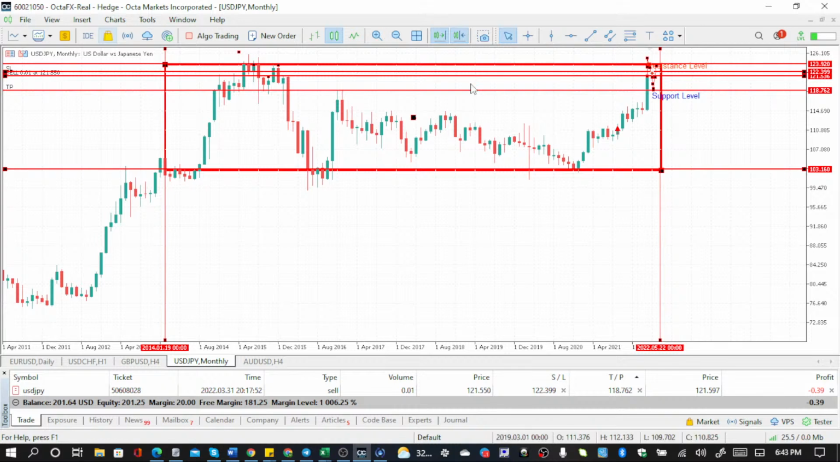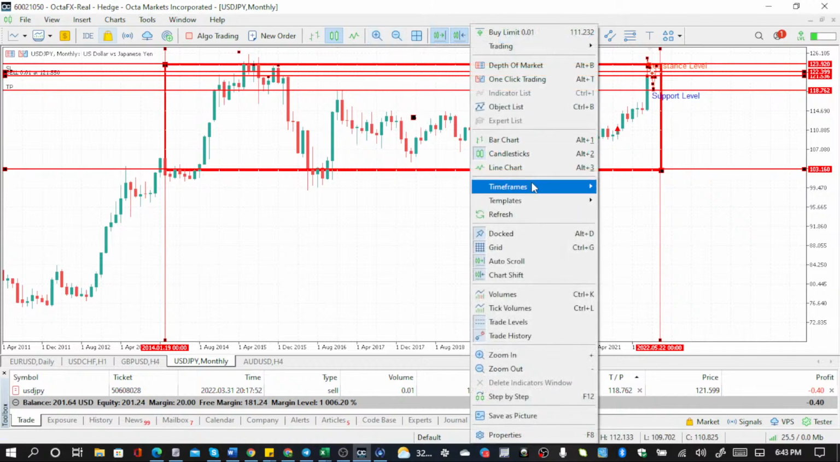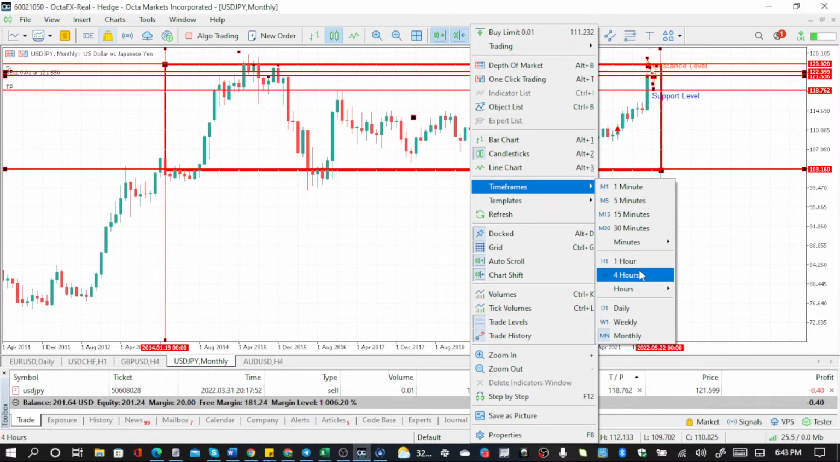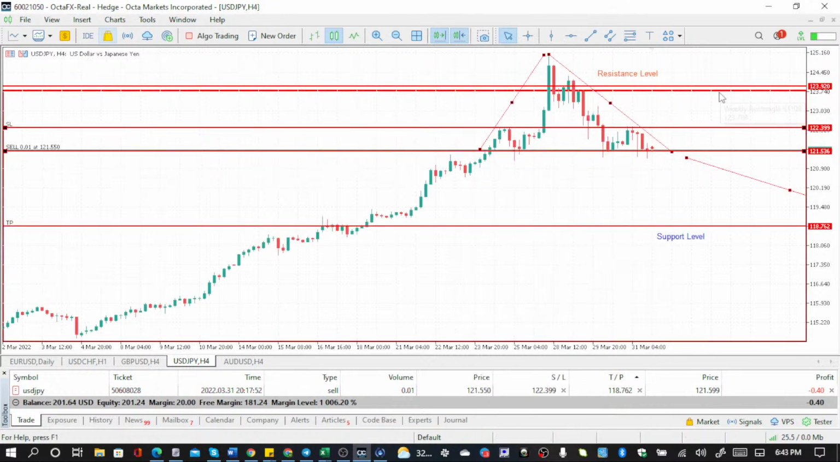All right, and I said don't trade if you have not determined your stop loss and your take profit level. We have determined our stop loss and take profit level here: our stop loss level is at 122, our take profit level is at 118.